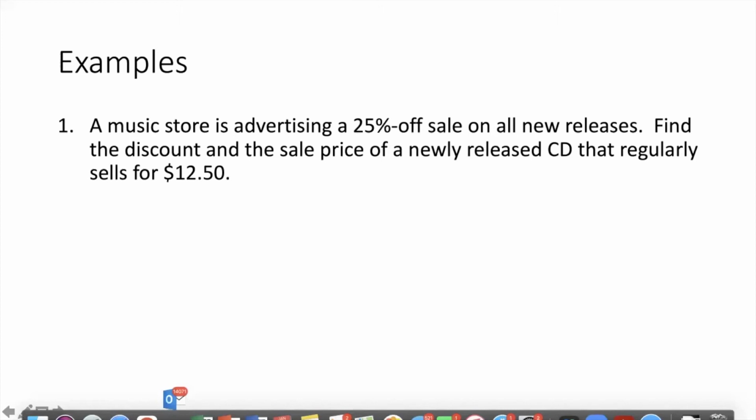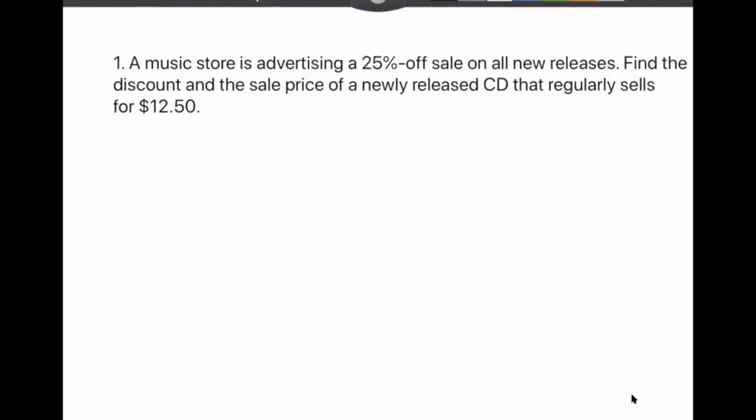Some of these examples are a little dated, like this one. A music store, remember when they used to have those, is advertising a 25% off sale on all new releases. Find the discount and the sale price of a newly released CD, remember when they used to have those, that regularly sells for $12.50. Okay, so first we're going to find the discount. Notice this problem is asking for both.